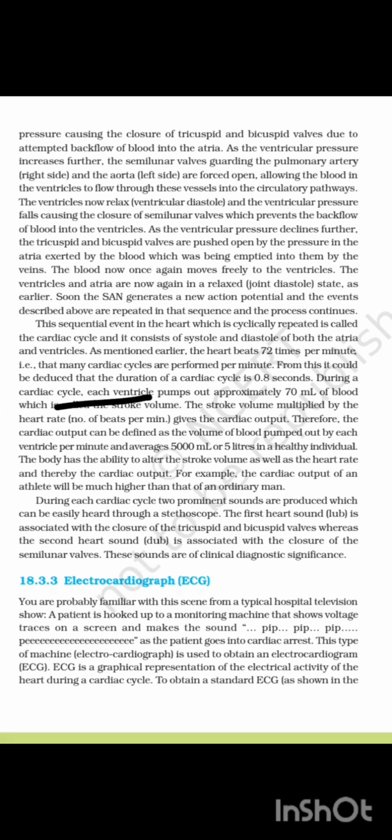During a cardiac cycle, each ventricle pumps out approximately 70 ml of blood, which is called the stroke volume. The stroke volume multiplied by the heart rate (number of beats per minute) gives the cardiac output. Therefore, the output of each ventricle per minute averages 5000 ml or 5 liters. In a healthy individual, the body has the ability to alter the stroke volume as well as the heart rate and thereby the cardiac output. For example, the cardiac output of an athlete will be much higher than that of an ordinary man.